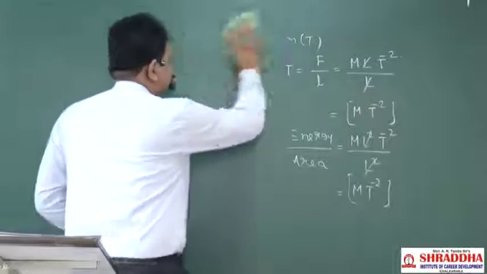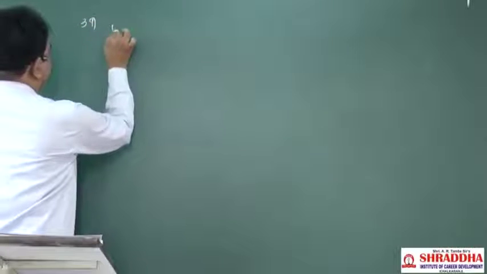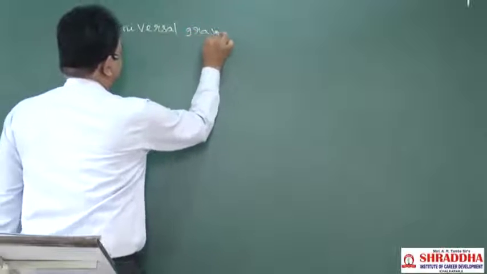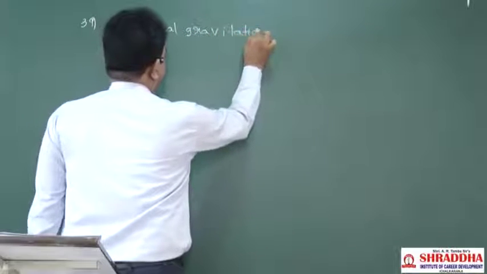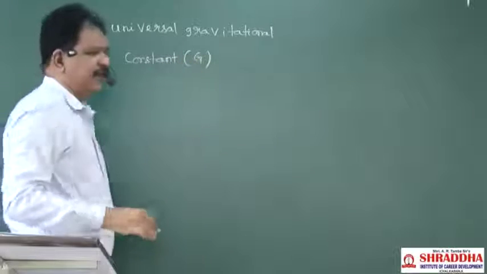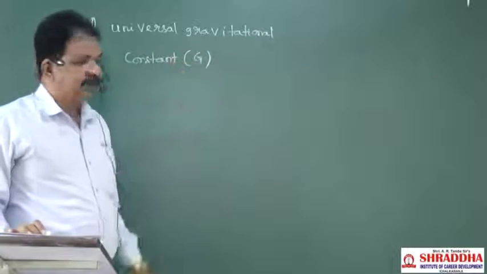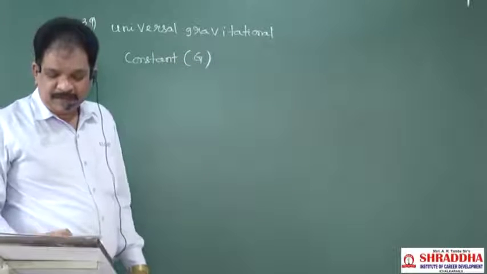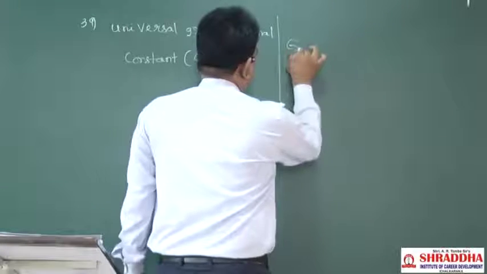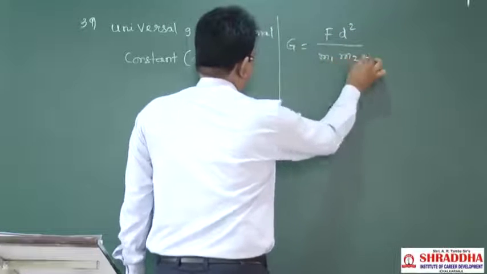Next, after surface energy, 39: universal gravitational constant. It is indicated by the capital letter G. Universal gravitational constant. Its formula will be G is equal to F d square by m1 m2.